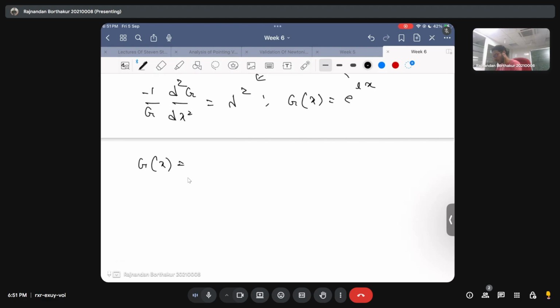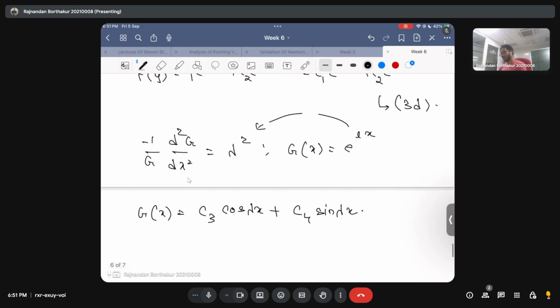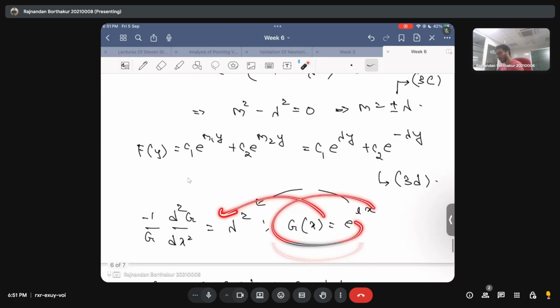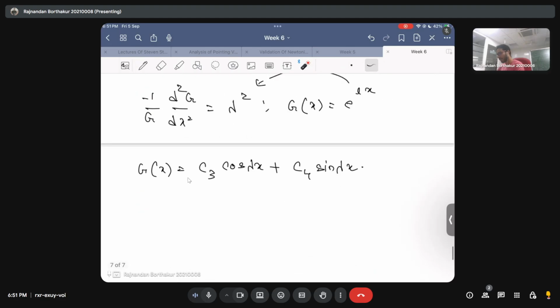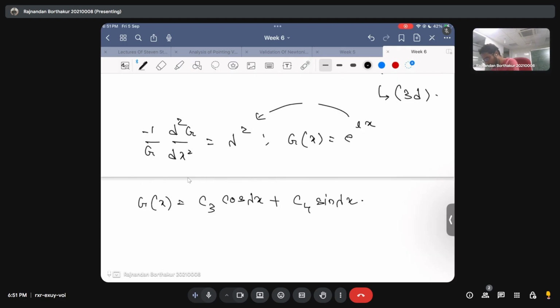as g of x equal to some c3 cos lambda x plus c4 sine lambda x. It's very simple. Just substitute this form here, do the same steps as we did. You will end up getting this form, and then you can use the identity that e power i theta is equal to cos theta plus i sine theta. If you use that identity, you can write this as a cos sine solution basically. Okay, so that's it. That's the solution for g of x, and maybe I'll call this phi.